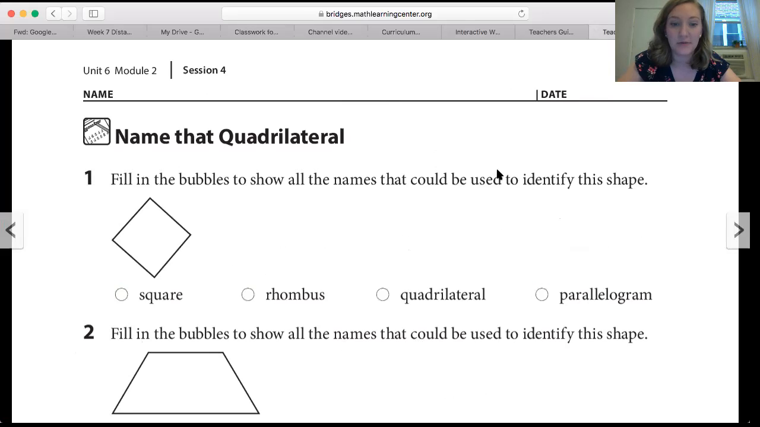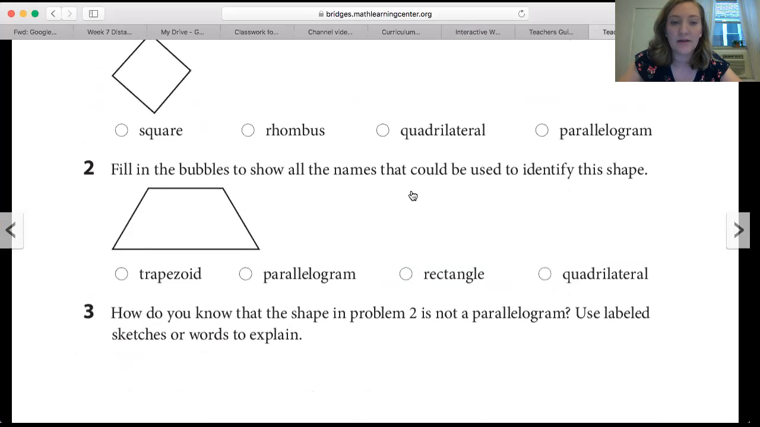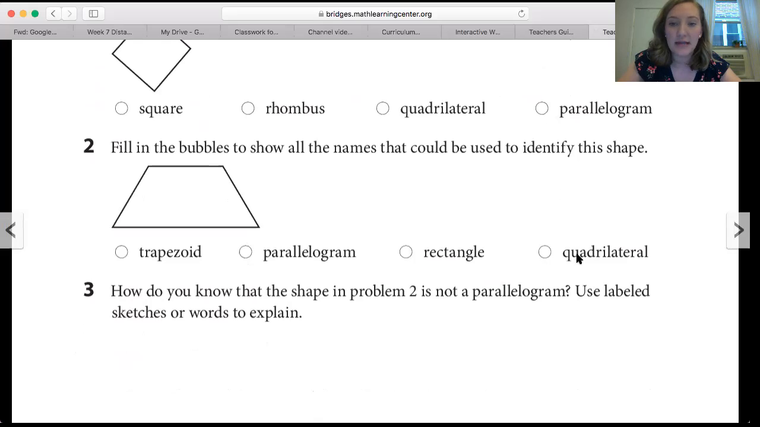And let's move on to number two. We're going to fill in the bubbles to show the names that could be used to identify this shape. Is it a trapezoid? I think it is because it has only one set of parallel sides. Is it a parallelogram? I don't think so because not all the sides are parallel. Is it a rectangle? I don't think so. It doesn't have four right angles. These look skinny to be right angles. These look too big, actually. These ones look too skinny.